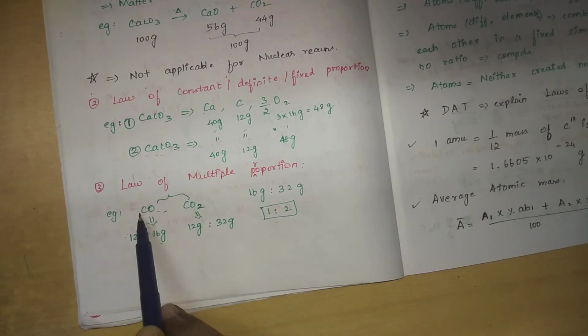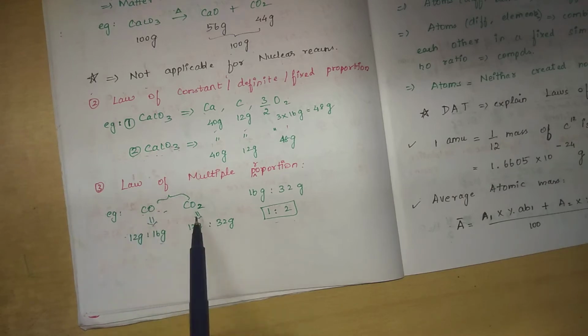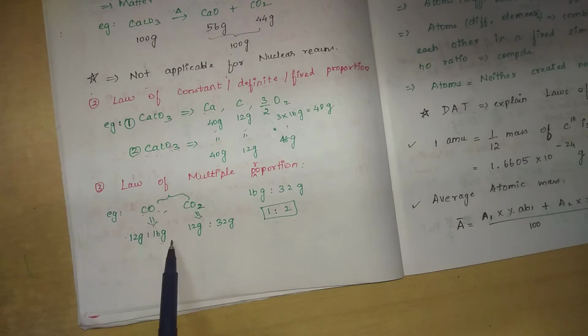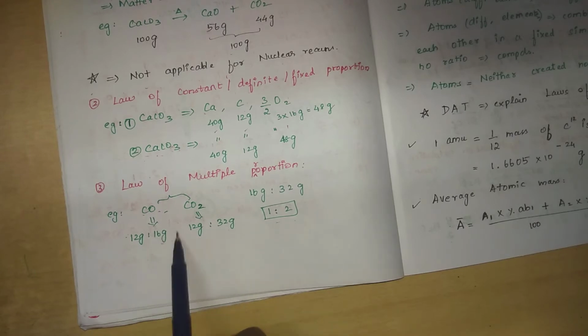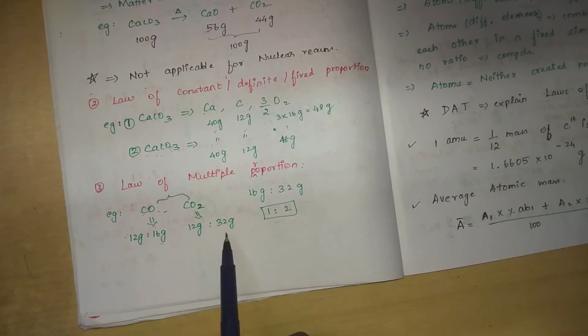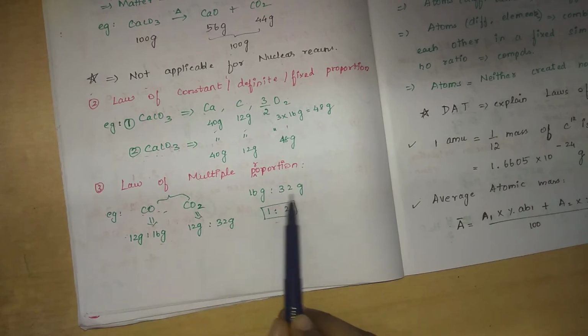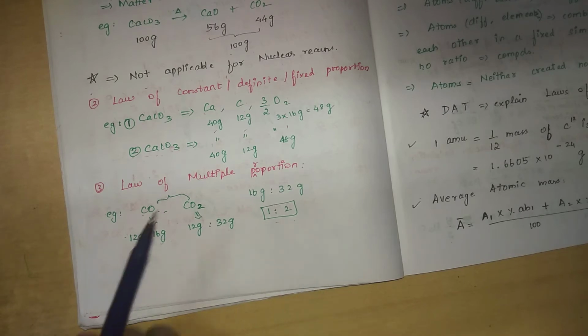Here I have taken carbon monoxide and carbon dioxide. The constituent elements are carbon and oxygen in both cases. Here 12 gram of carbon is combining with 16 gram of oxygen. Here 12 gram of carbon is combining with 32 grams of oxygen. And the weights of oxygen combining with carbon have a simple whole number ratio, 16:32, which is 1:2. This is the simple whole number ratio.